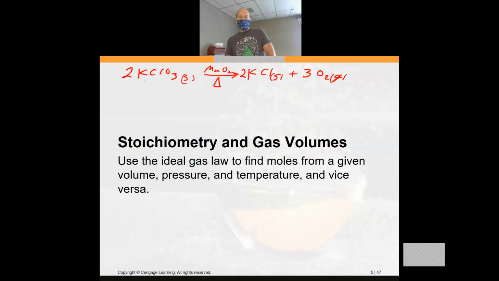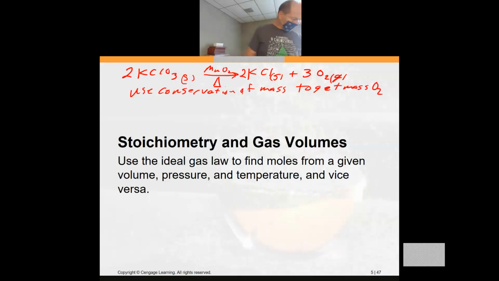When we do this in lab, you're going to weigh your test tube that has KClO3 and MnO2. Then you're going to heat it, and then weigh it again. It's going to weigh less because the oxygen was released. So you're going to use conservation of mass in order to get your mass of oxygen.